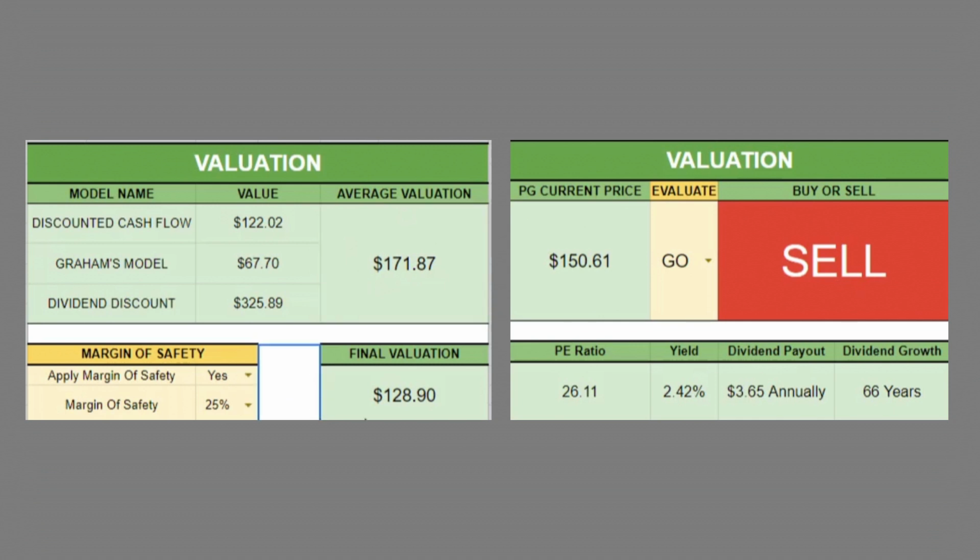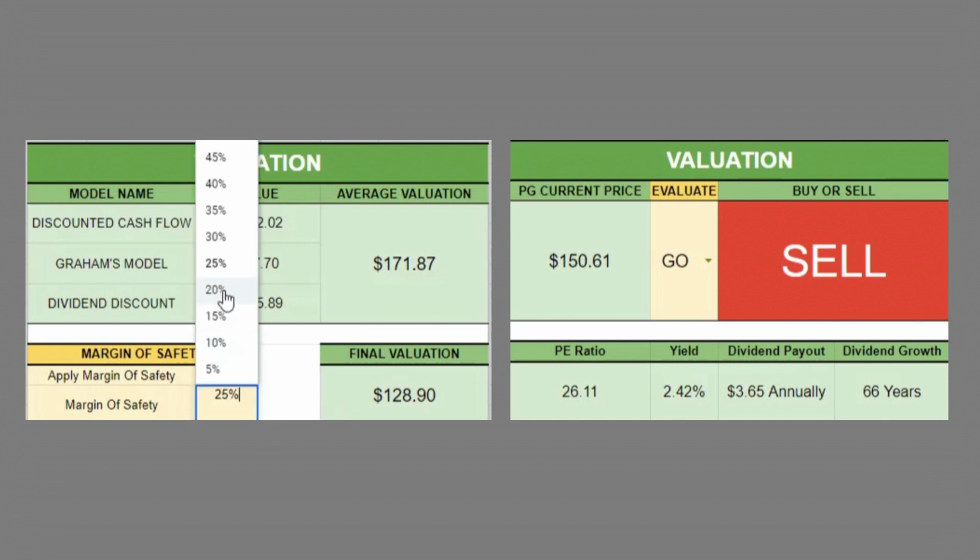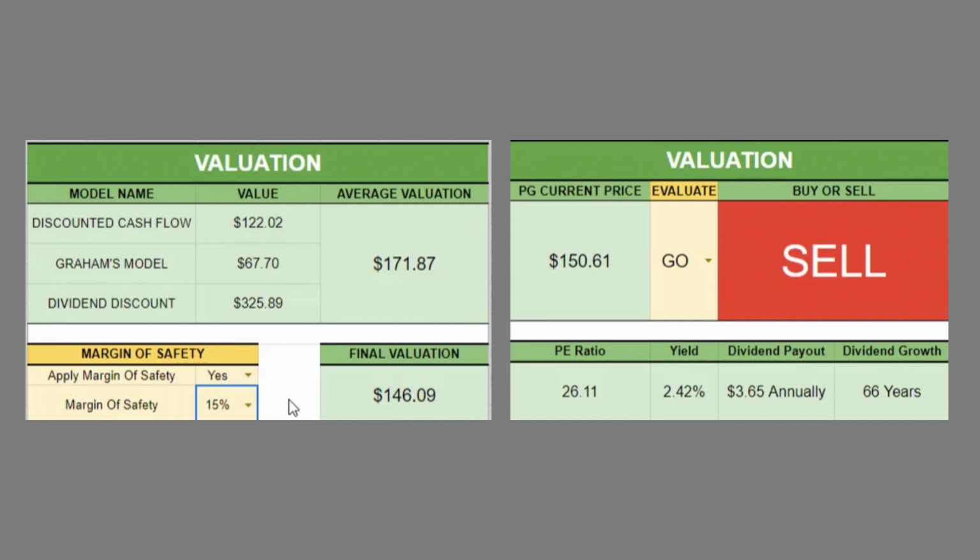So with a margin of safety, that gives us a final valuation of about $128. If you feel safe, if you have a longer investing time horizon, you can choose maybe 15% if you feel comfortable. If you have a 30-year time horizon, you could probably even choose 10%. Let's say 15%. Personally, for myself, I feel comfortable with 15%.